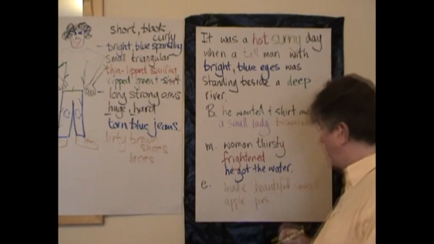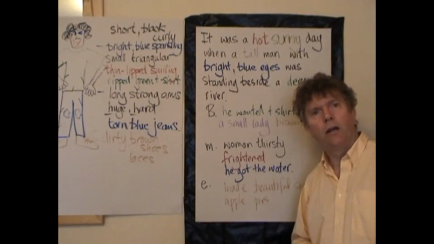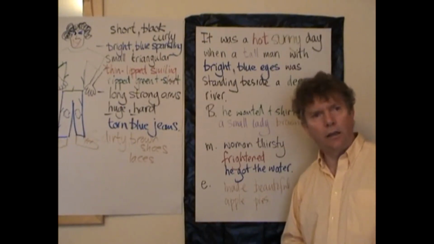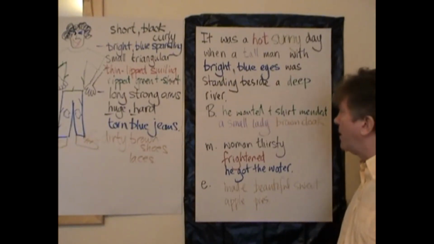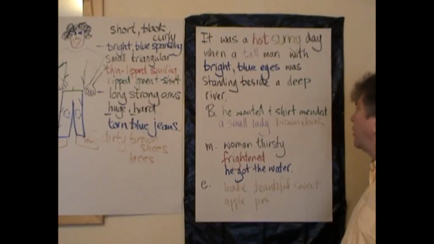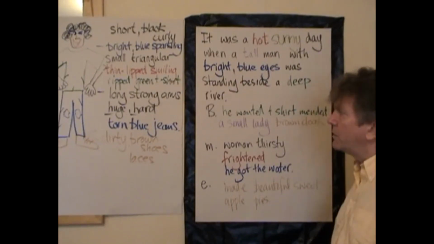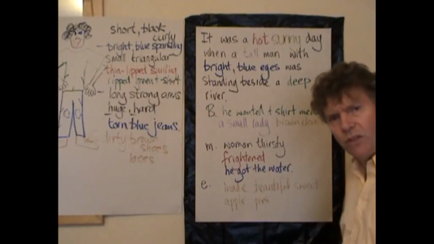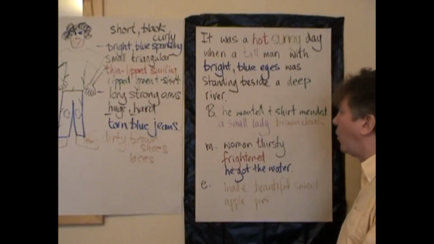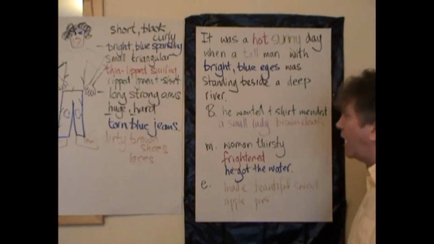And for foundation stage and Key Stage 1, I think you would admit that if you had: it was a hot sunny day when a tall man with bright blue eyes was standing beside a deep river. He wanted to have his green t-shirt mended, but he didn't know how to do it. His hands were huge and hard, and by the side of the river he could see a small lady. The small lady looked very sad, but she had a brown cloak over her shoulders. That woman was thirsty. She wanted to get some water, and in her hand she had a shining ladle.